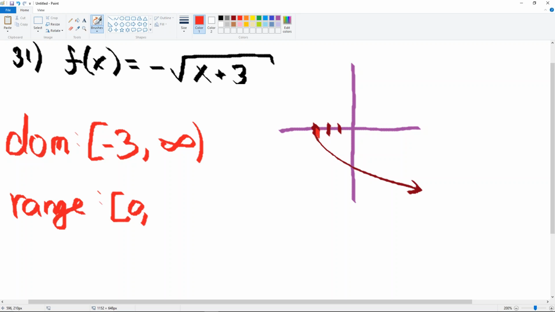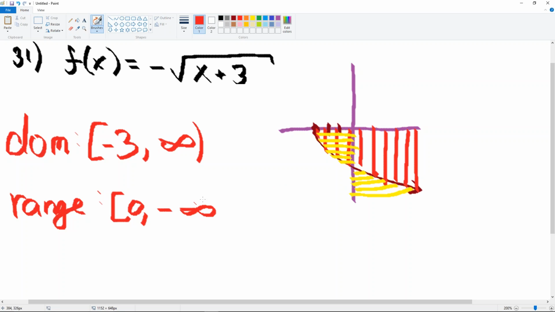Here's our domain. The red bars are my domain. So it's going towards infinity, right? Here is my range. Range is the y-axis. So it's going towards where? Going down and down and down. What is that? Negative infinity. Right.